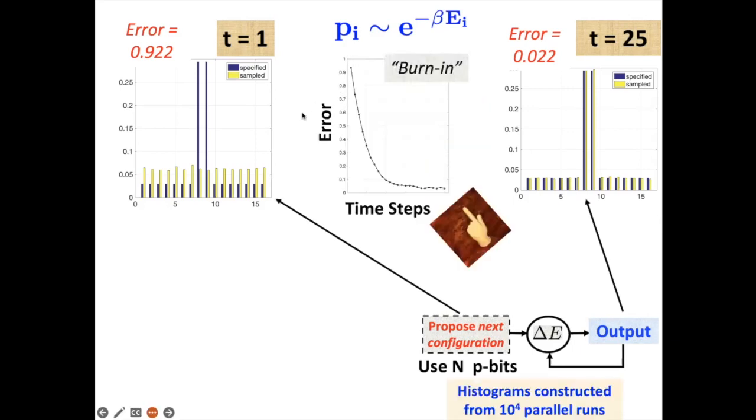If you look at the error between what you're trying to get and the distribution you have, in the beginning you have a lot of error, but after a few time steps it goes down. The time that it takes is what people refer to as mixing time or burn-in time. That is very problem dependent, and there are no simple results for exactly how long it is. But the point is that after some time, you should have a stationary distribution, one that matches what you really want.